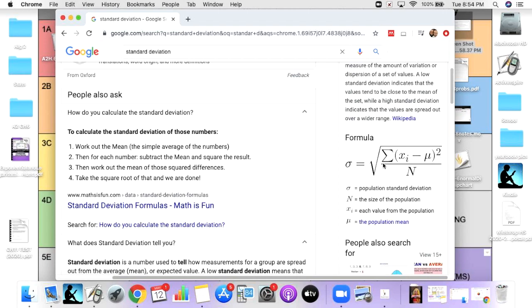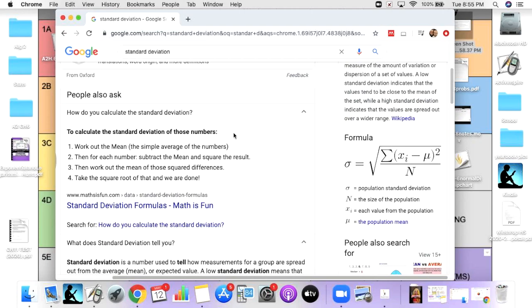This symbol is a summation symbol, so you would add them all up. Depending on what type of standard deviation you do, you may or may not divide it by n. Again, we don't care about the calculation, but I want you to see it's a pretty in-depth calculation that a calculator could do for you.